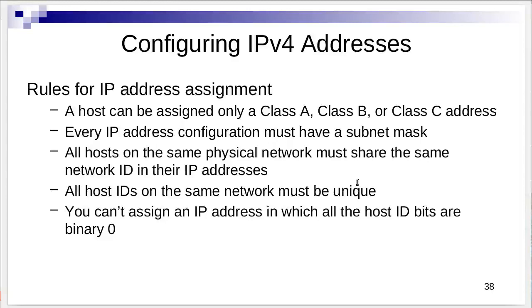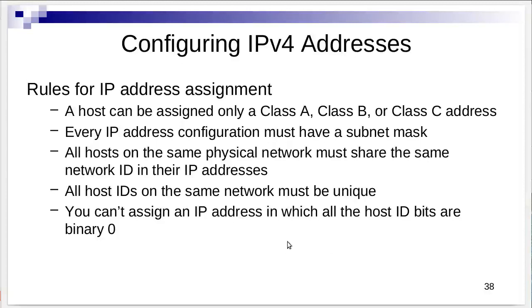Okay, so remember the rules for IP address assignment. A host can be assigned only a Class A, Class B, or Class C address if you want to route to it. Every IP address configuration must have a subnet mask. You can also use CIDR notation. All hosts on the same physical network must share the same network ID in their IP address. All host IDs on the network must be unique. You cannot have 2 hosts with the same host ID. It actually is possible, but a lot of operating systems will detect that and complain and say you have a bad configuration.